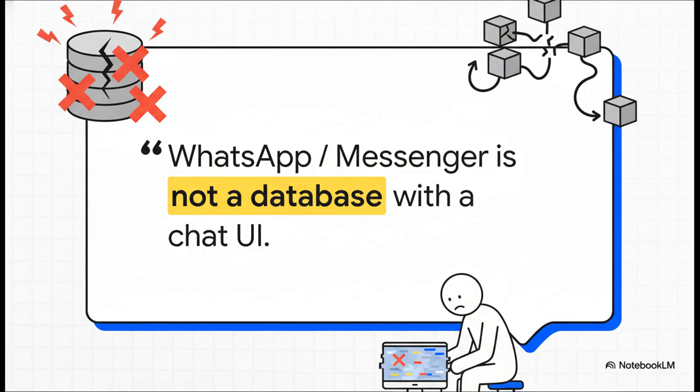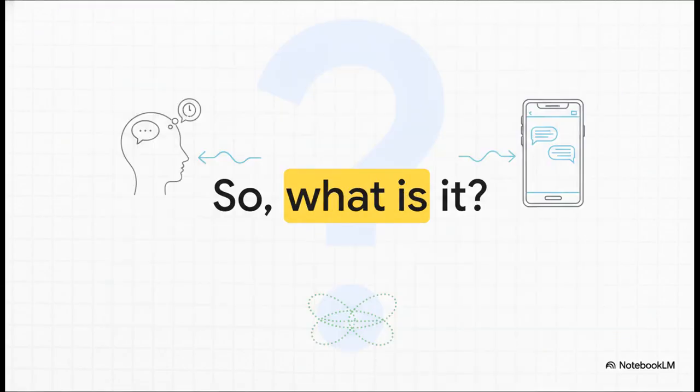Right, let's just get this out of the way first. It is so easy, so tempting to look at a chat app and think, oh, it's just a database with a pretty chat window on top. But I'm telling you, that mental model is a trap. If you start there, you're going to end up building something that's slow, super fragile, and frankly, a nightmare to use. So if that's the wrong way to think about it, what's the right way?